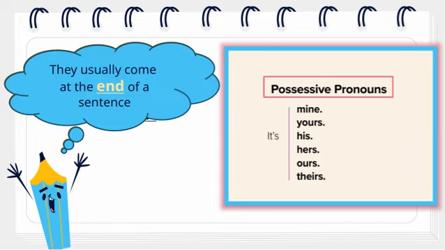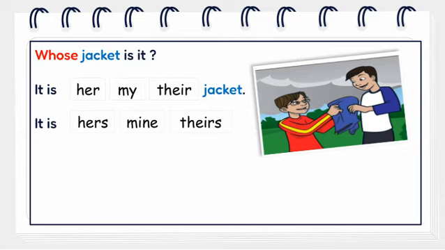So remember, when you're summarizing or referring back to something already mentioned, consider using a possessive pronoun to streamline your sentence and maintain clarity. Let's take a look at some possessive pronouns and how we use them. On this slide, you'll see words like theirs, mine, hers, their, my, and her. These words show ownership or belonging.